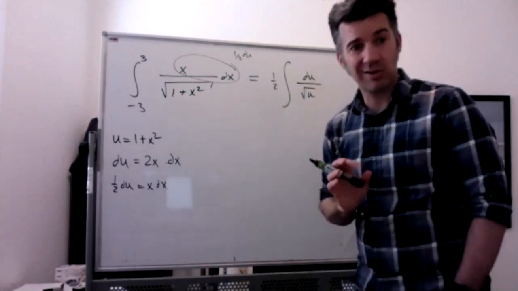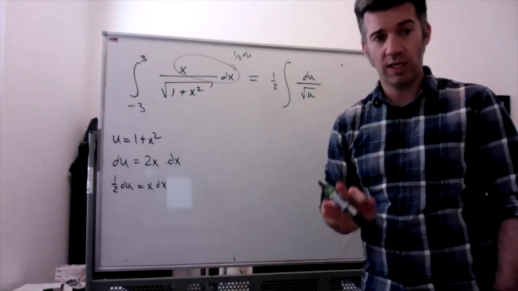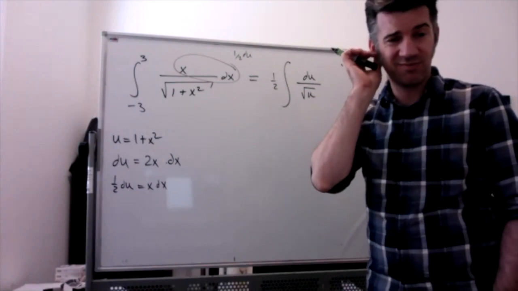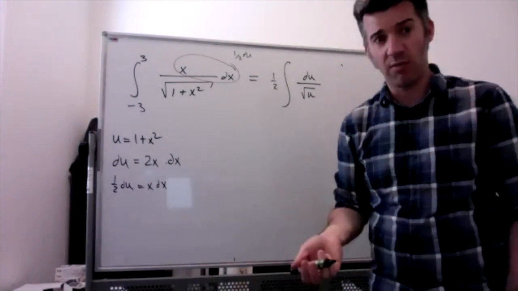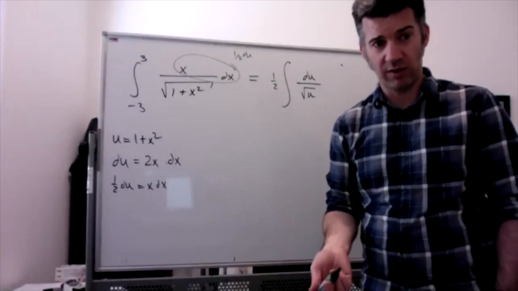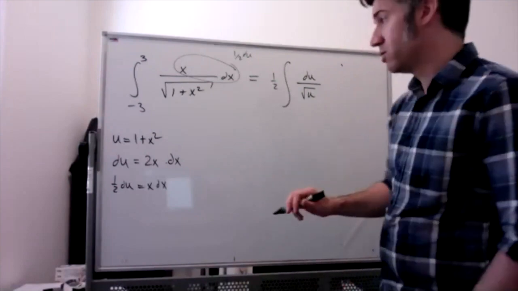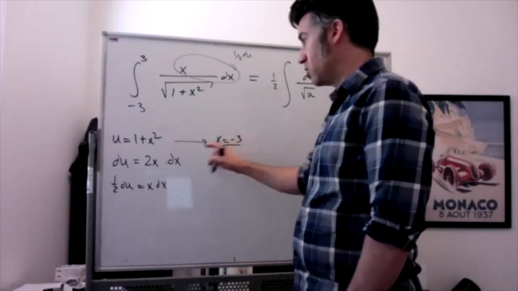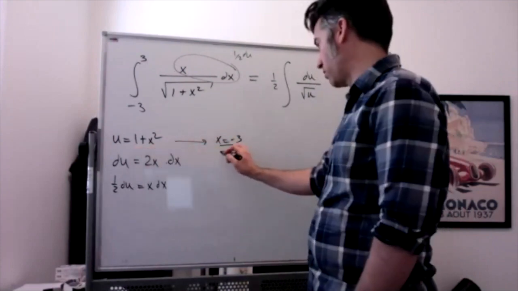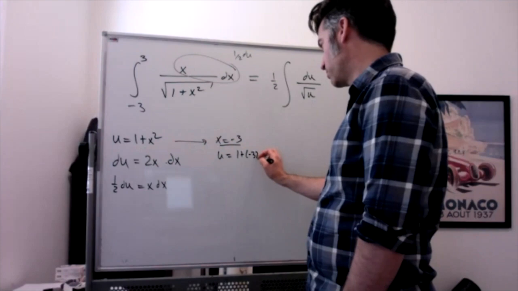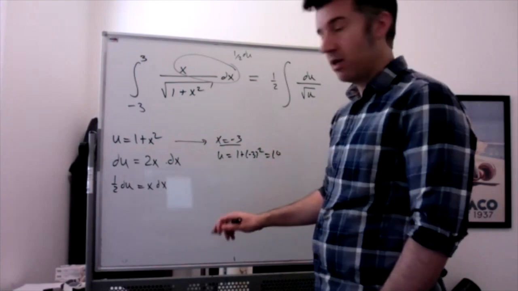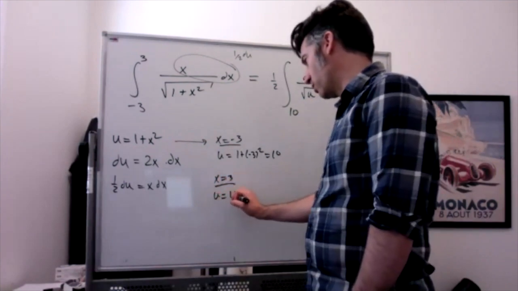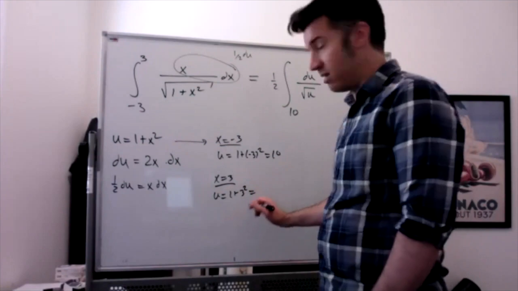Now, here's an excellent question to ask ourselves. Should we change limits of integration? My usual default answer to that question is probably. It's usually in our interest to change limits of integration. It's especially in our interest here. So if x equals -3, u is going to be 1 plus -3 squared, which is 10. If x is equal to +3, u is going to equal 1 plus 3 squared, which is 10.